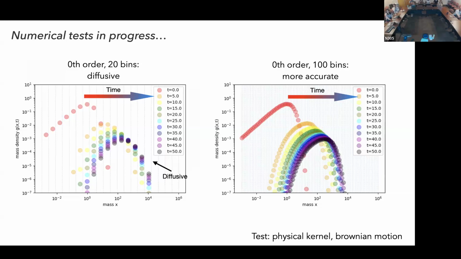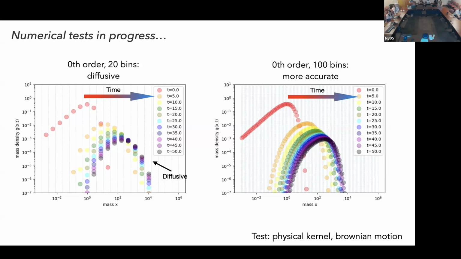Basically, you can see here we have the zeroth order, so the conventional algorithm, with 20 bins, which is diffusive, you can see here. And compared to this one, we have 100 bins, which is supposed to be closer to the accurate solution. And at the higher end, there is a very diffusive sort of tail. So this is why we cannot use 20 bins. We have to use 100 bins for the conventional one.